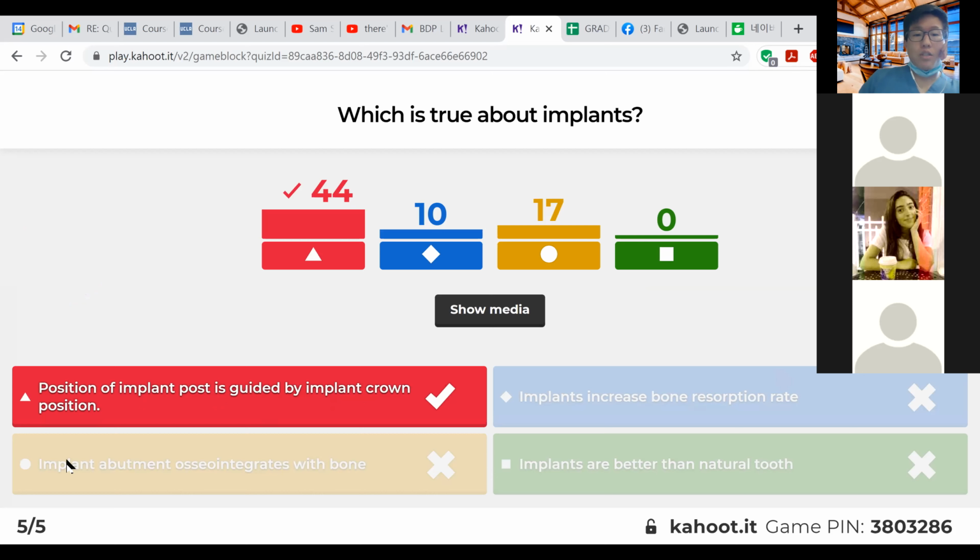Implant abutment osseointegrates the bone? That's not true. The implant post osseointegrates the bone. The implant abutment is a connection between the implant post and the implant crown, right? Implants are better than natural teeth? No, natural teeth are better, and everyone got that. All right, great job, everyone.